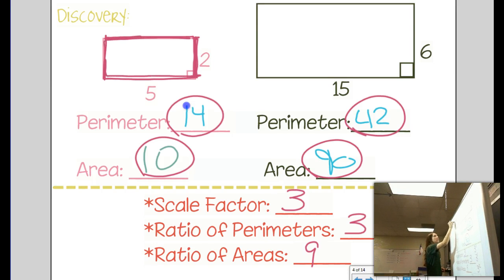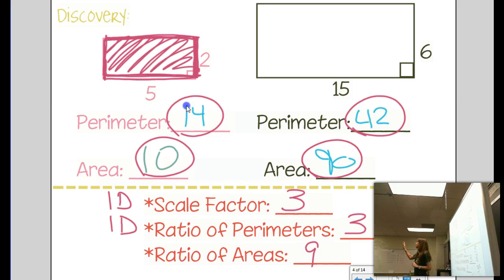The sides of this rectangle, is that 1D or 2D? We need to know this. It's important. A perimeter, is it 1D, 2D, or 3D? It's still 1D. A perimeter, a scale factor is 1D. What about an area? 2D. So do you notice how when it's 1D, it's the scale factor to the 1, and when it's 2D, it's the scale factor to the 2. What would be 3D?